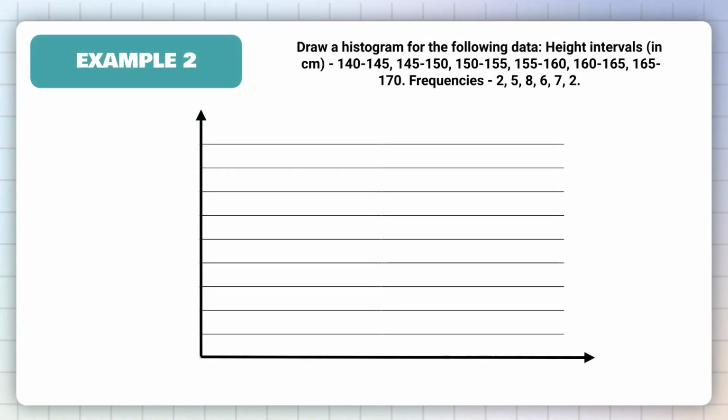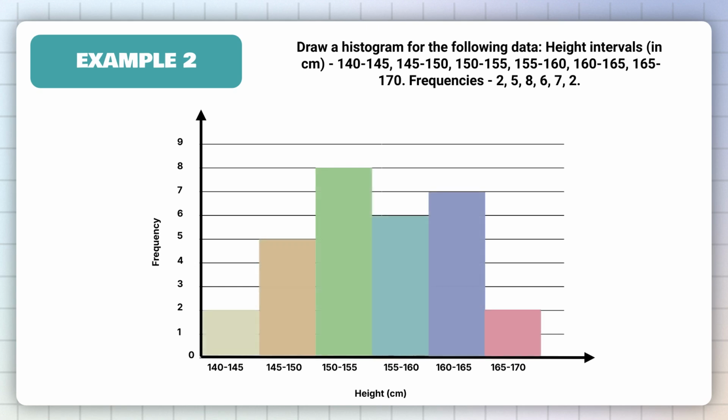Example 2 is creating a histogram. The task is to draw a histogram for the data shown. To draw this histogram, first, label the horizontal axis with the height intervals. Label the vertical axis with the frequency. Draw bars for each interval with heights corresponding to the frequencies given. So for the interval 140 to 145, draw a bar up to 2. For 145 to 150, a bar up to 5, and so forth. This visual representation will help you see the distribution of students' heights.